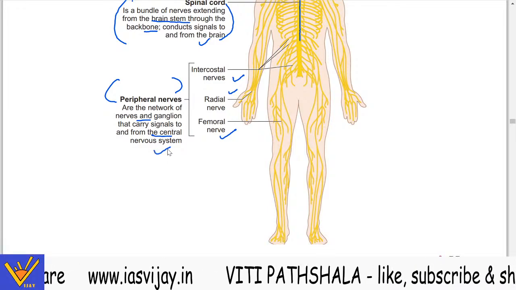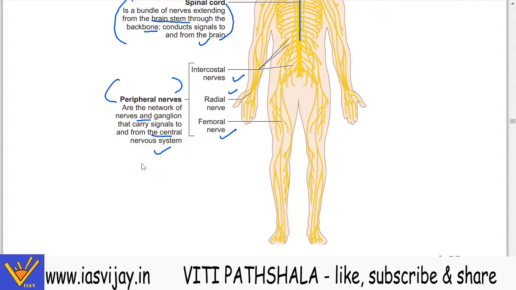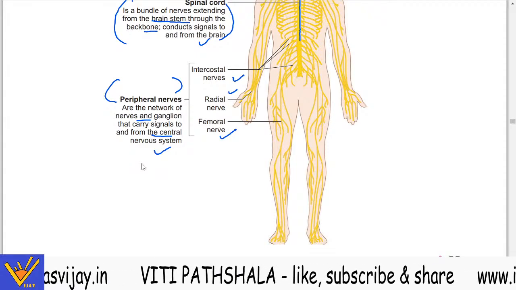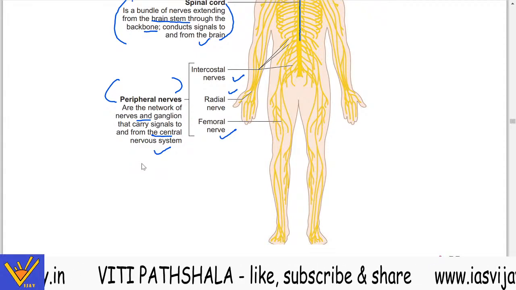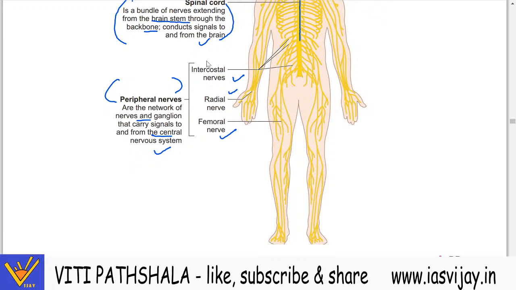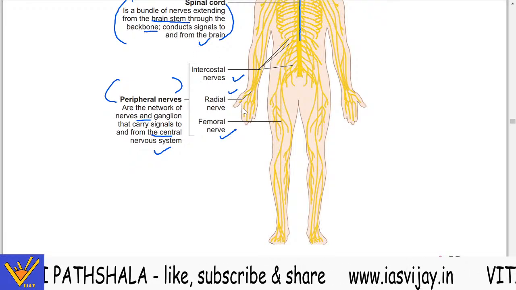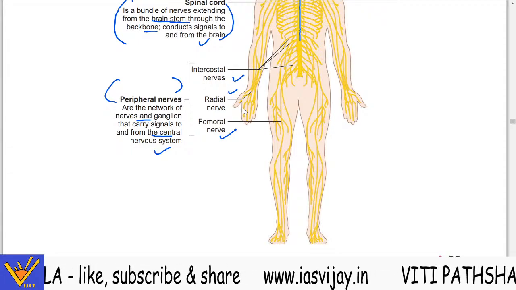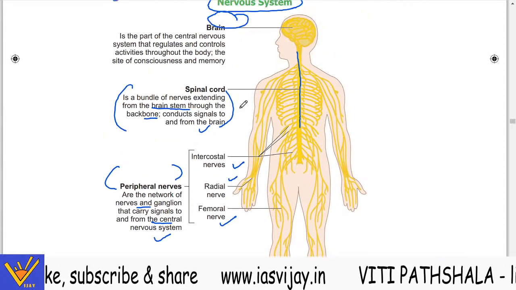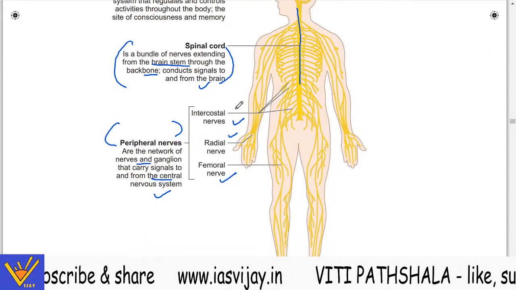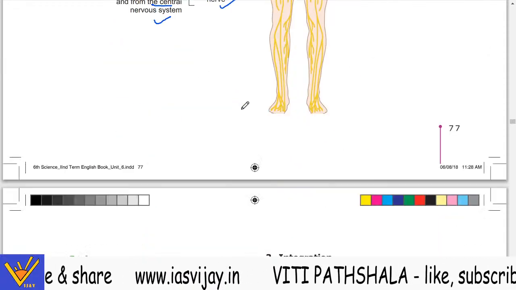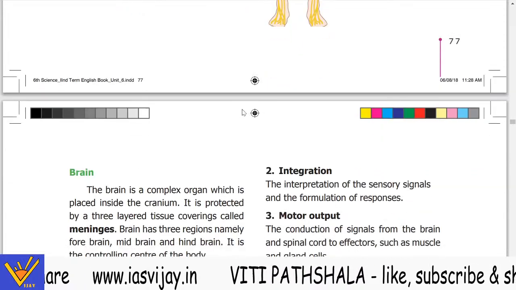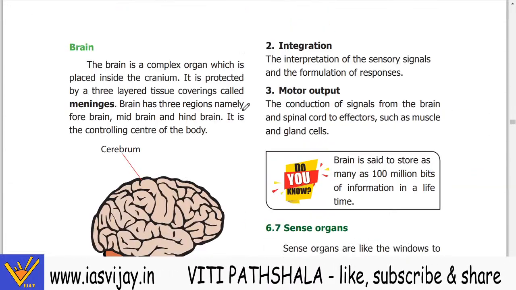Now they have given so much detail that these are not necessary even for the UPSC. So these types of nerves are not important for your UPSC purpose. The only thing that is necessary is that you know about the brain and the spinal cord, that is enough. And the work of the nervous system or the nerves, that is important only.